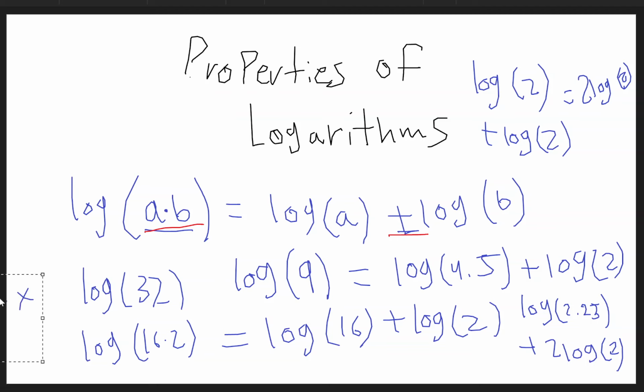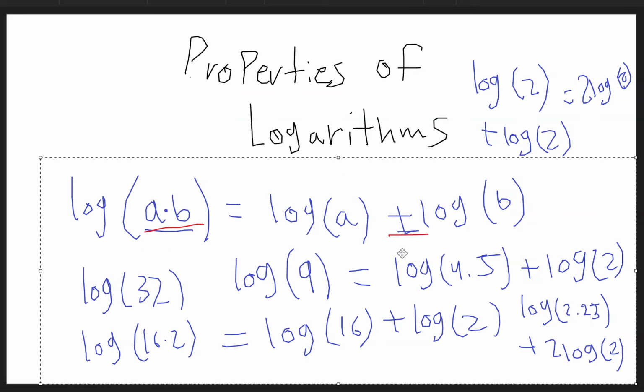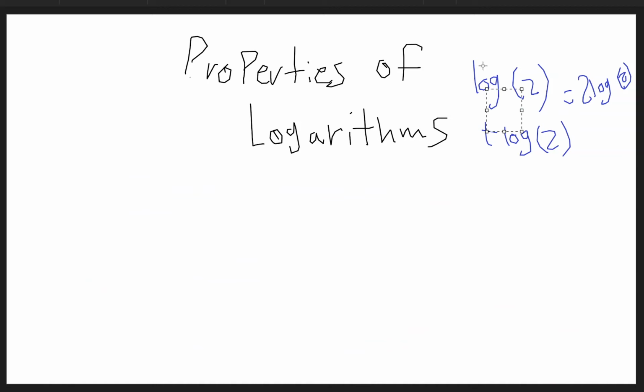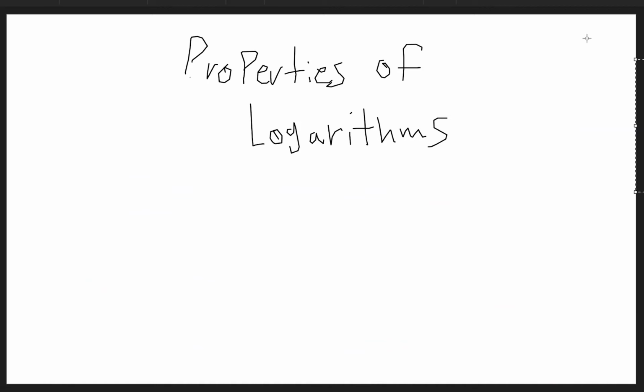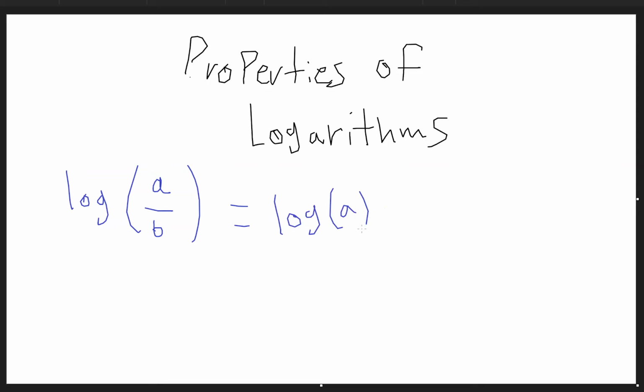Now, hopefully you're sort of getting the idea of what the next property is. Hopefully you're thinking along the right lines, because it's common sense, maybe, if you guys have common sense. I hope you do. So if you have, for example, log of a over b, so instead of multiplying, we're dividing. Well, then we would subtract.